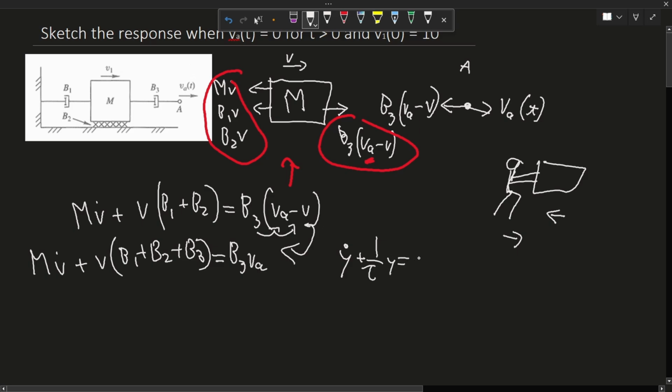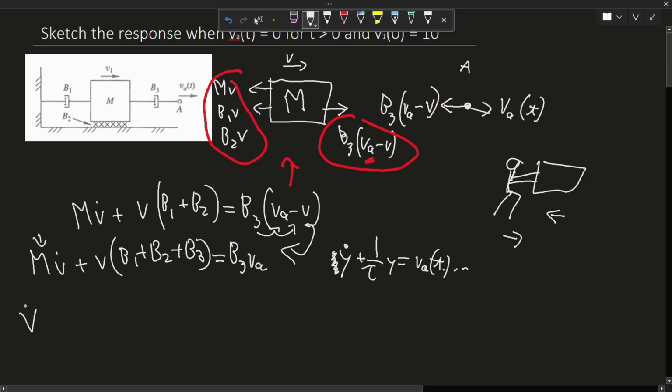Equals F of t, which is the input, but in this case it's A of t, whatever. Okay? There has to be no scalars or any constants in front of our system's response, the derivative of our system's response. We're not supposed to have this m. So we're just going to divide everything by m.